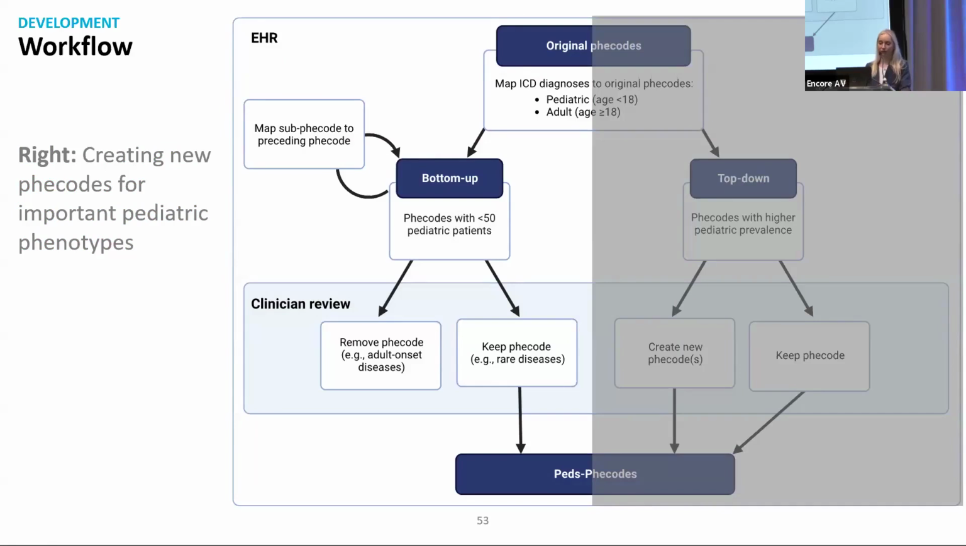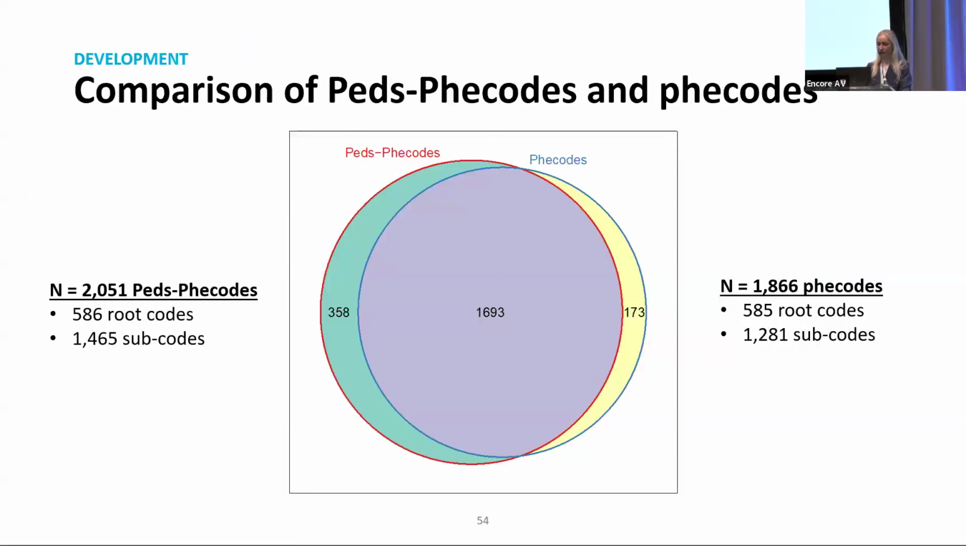And then here on the right-hand side, the other process was specifically creating new fee codes reflecting important pediatric phenotypes that might not have been captured in the original fee code set. So here specifically, we looked at the patient counts mapped to each ICD code within a fee code, compared the distributions in the adult and pediatric patient populations, and then went over those with our clinical team to make new fee codes building off of those existing fee codes. And so as you can see here, we ended up removing around 173 fee codes from the existing set, adding around 350 to give us a total of 2,051 pediatric fee codes.